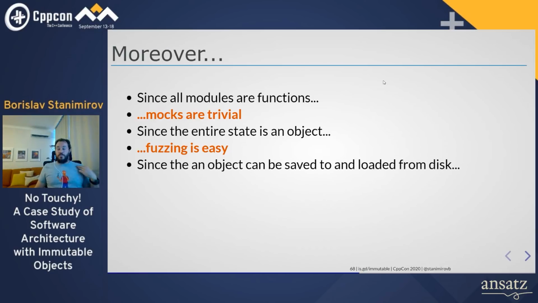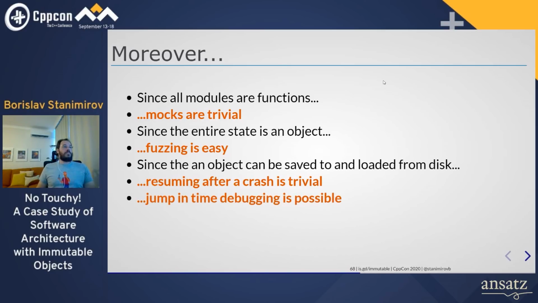And since it's a single object and we can serialize objects and save them and load them, for example, if we crash and we have somehow stored our latest state, we can resume from the crash as if nothing happened. We can store certain versions of the state continuously, not every version, but at least certain ones. And then we can have some kind of jump in time debugging. Like we can just load this state.